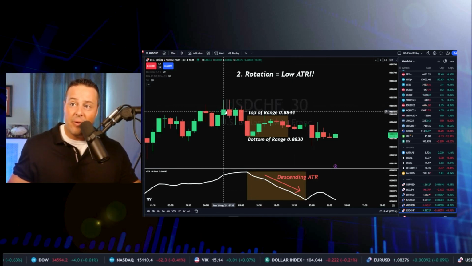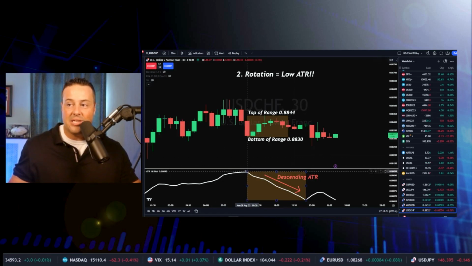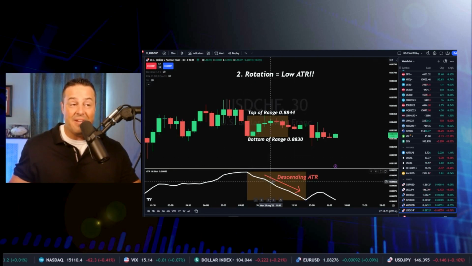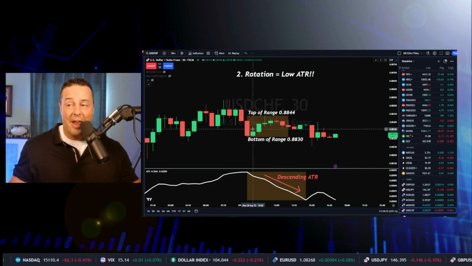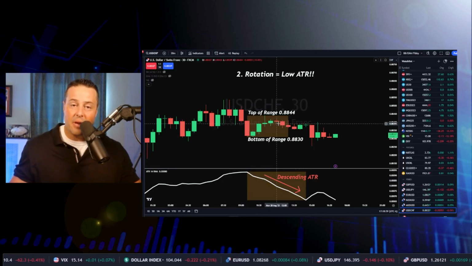You'll notice right up here we had some pretty good ranges, and then we saw a nice directional move and sort of an elevated ATR, and then we went into a period of a descending ATR, and you'll notice what happened. Our price action really flattened out. These price ranges, these 30-minute bars, got very small.